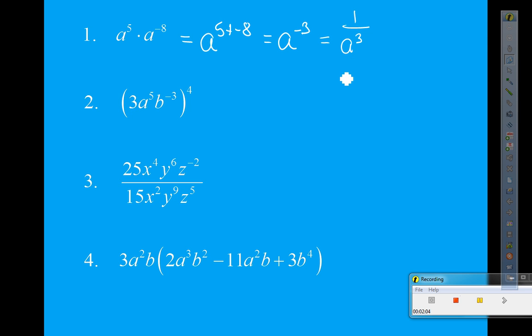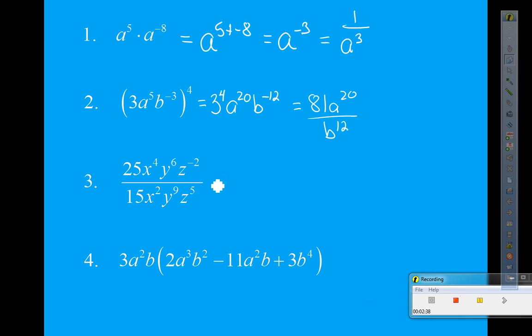If you have something to a power, remember the rule is a power to the power, you multiply your powers. So this becomes 3 to the 4th, a to the 20th, b to the negative 12th. Well, when I run through this then, 3 to the 4th, if you type that in your calculator, you're going to get 81, a to the 20th. But since I got a b to the negative 12th, I need to place that in the denominator. So there's that rule.